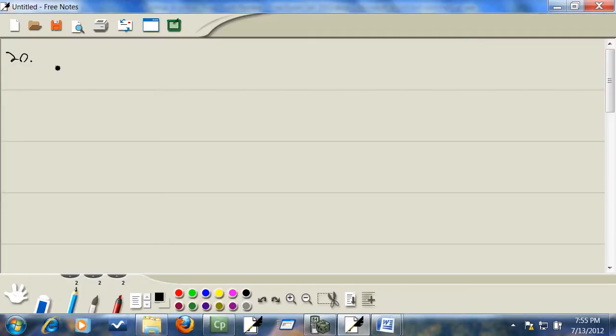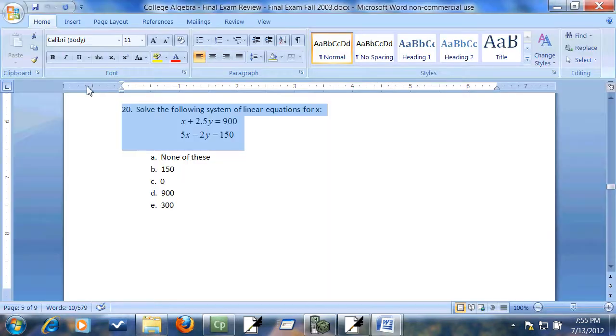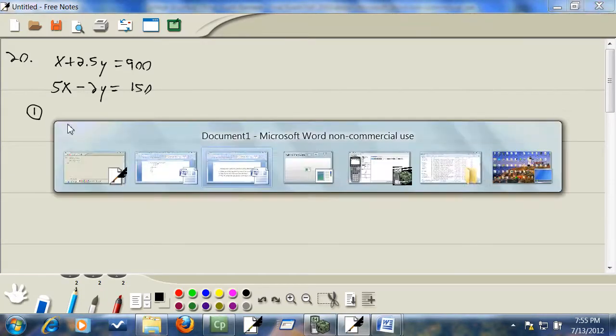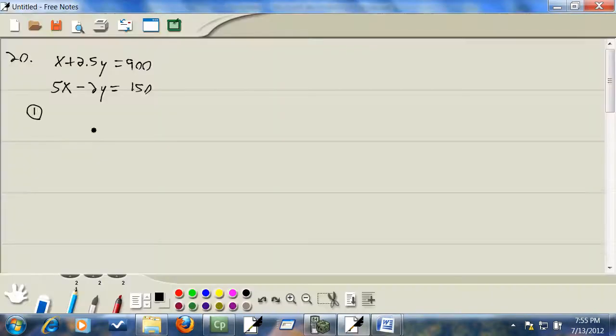Substitution. We got x plus 2.5y equals 900. And we got 5x minus 2y is equal to 150. Now, step 1, solve one of the equations for one of the variables. The easiest one I think to solve for is the first one because the x is almost by itself. So we'll start with it. Now take 2.5y to the right side and you get x is equal to 900 minus 2.5y.